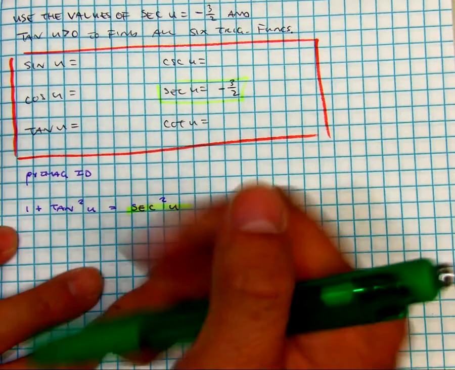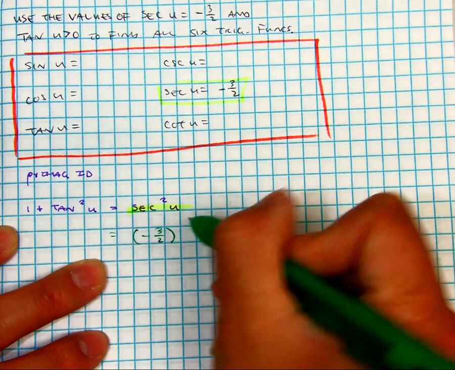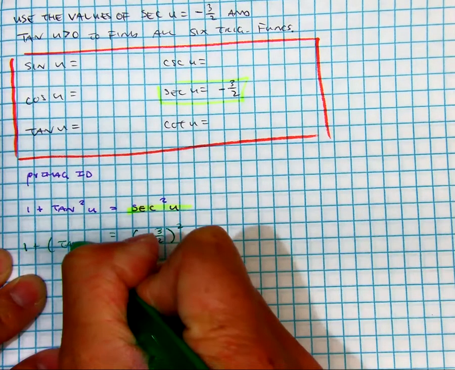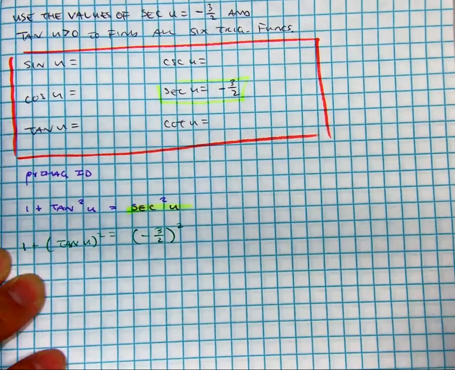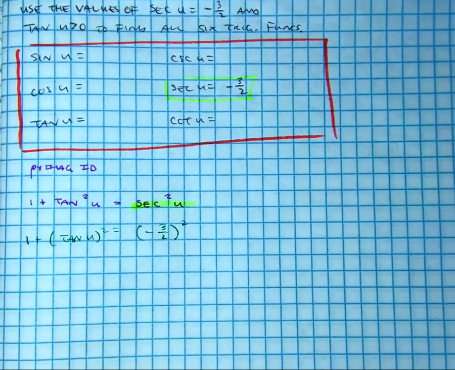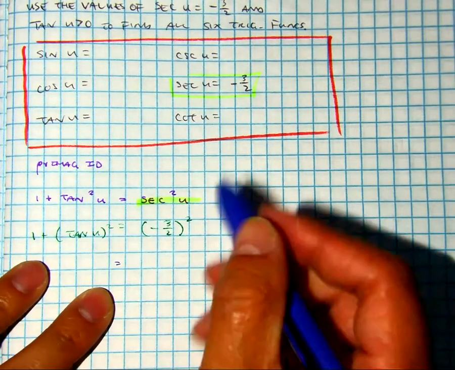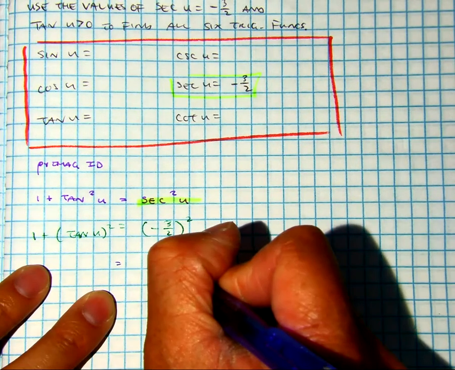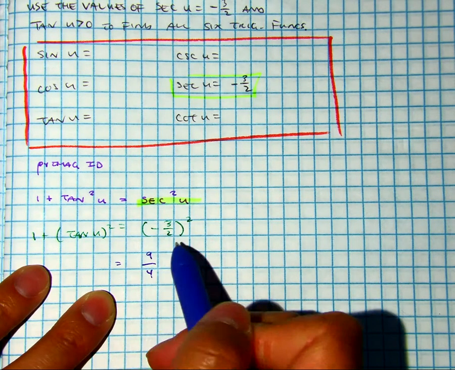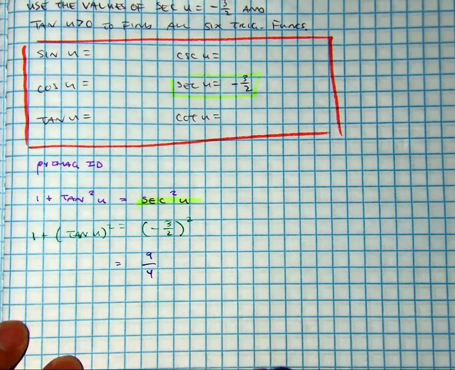So then our substitution says this. Negative 3 halves squared equals 1 plus tangent u squared. Class, negative 3 halves squared is nine fourths, right? It's just negative 3 halves times negative 3 halves. So negative times negative is a positive. 3 squared is 9, and 2 squared is 4.